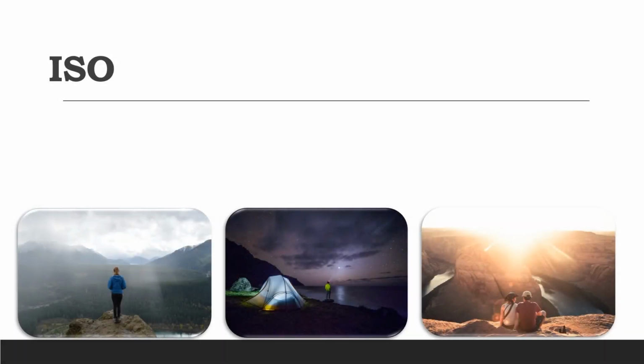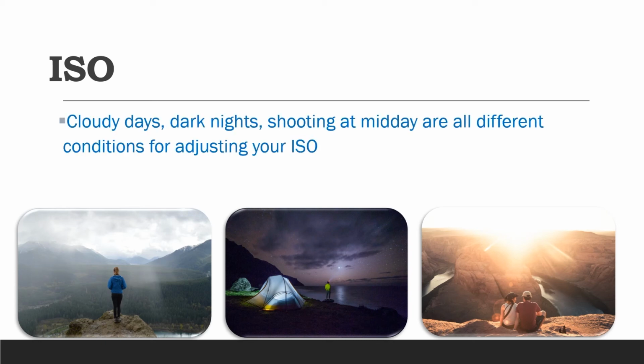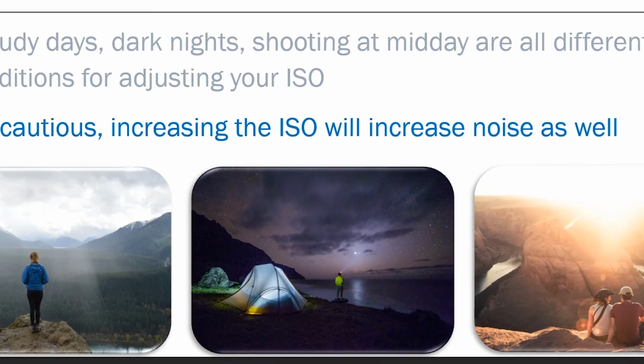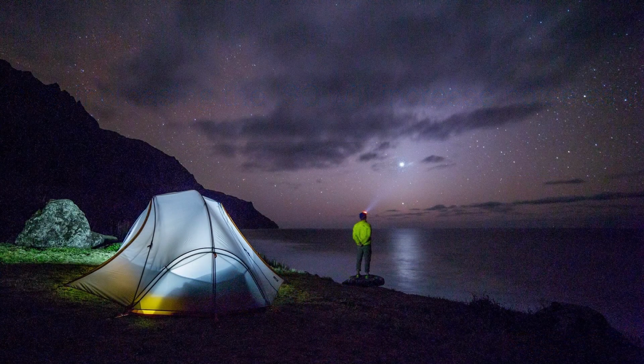Alright, so more on ISO. When are you supposed to make adjustments to your camera's ISO? Well, cloudy days, dark nights, shooting at midday, these are all different conditions for adjusting your ISO. The light source is different in each one of these photos, and each scenario constitutes a good reason why you would want to adjust your ISO. However, you want to be cautious, because increasing the ISO will also increase noise as well. You might not be able to tell, but the nighttime photo in the middle there, it does have a lot of grain to it, because the ISO is probably very high to compensate for those low light conditions.